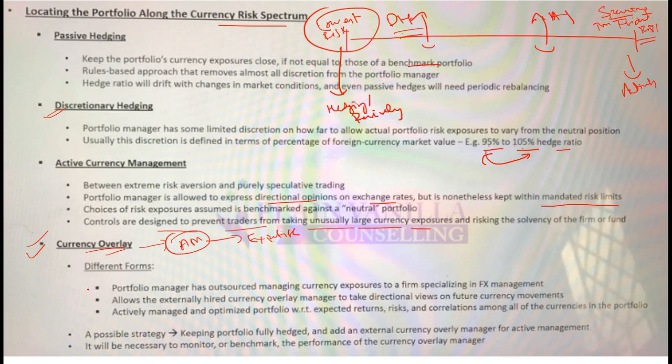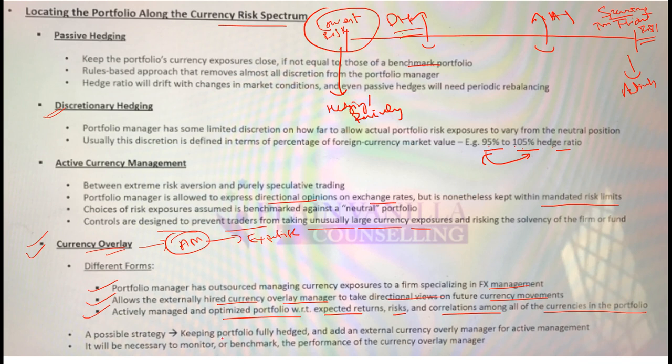This can have different forms. For example, a portfolio manager has outsourced managing currency exposure to a firm specializing in FX management, or allows the externally hired currency overlay manager to take directional views on future currency movement, or actively manage and optimize the portfolio with respect to expected return, risk, and correlation among all of the currencies in the portfolio. So there can be different forms to it. The idea is that generally you are outsourcing it to an investment manager.